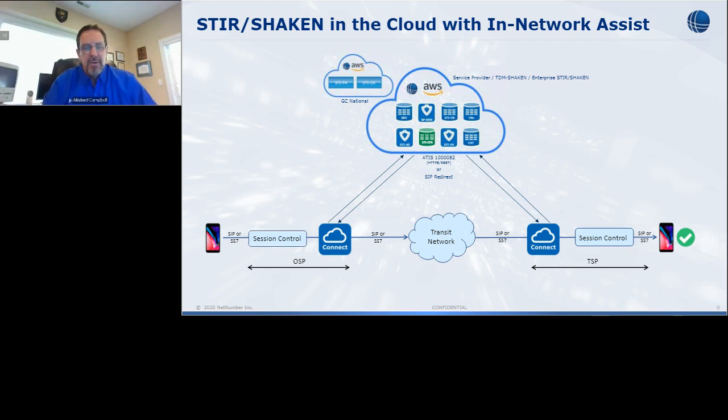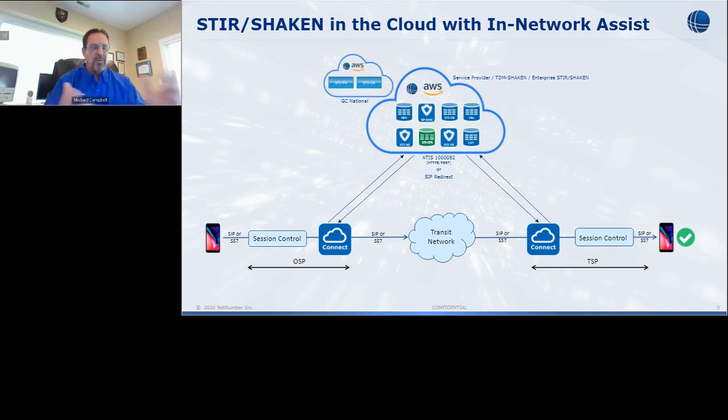And that is not unique in this regard. I think many solution vendors for STIR/SHAKEN solutions have some form of in-network assist element, whether it be added software on an existing session control or some other specific element that perhaps you need to add to the network. But in some way, there is the ability to put something in your network to ring fence or minimize the impact on your existing network elements. So this is almost no network impact, with an in-network assist.